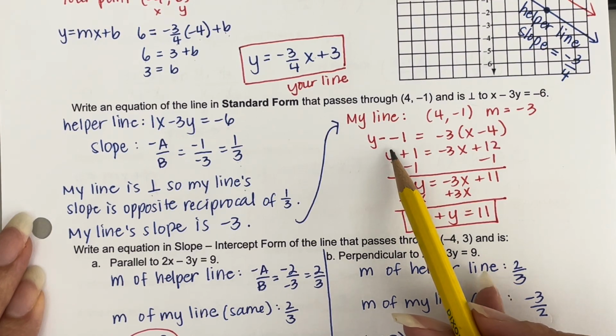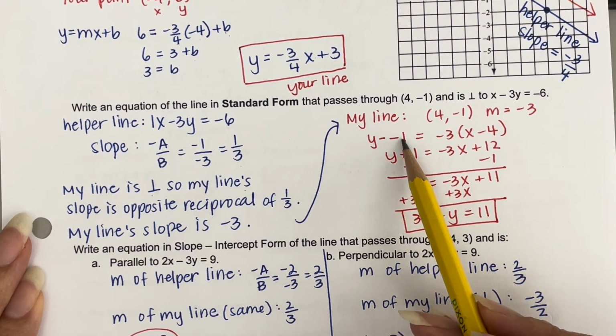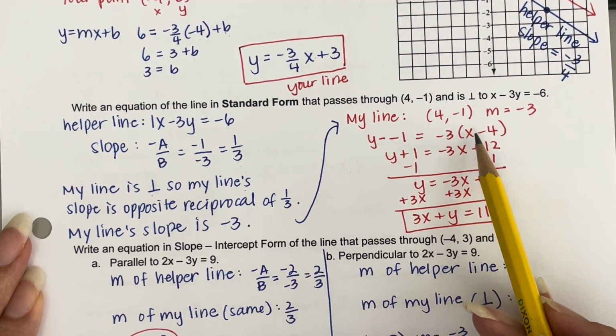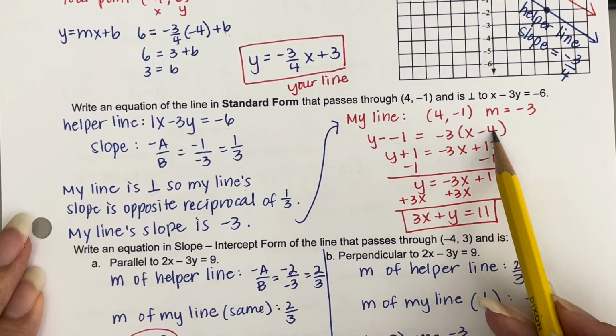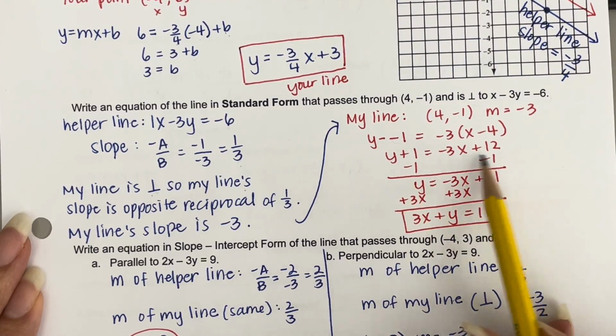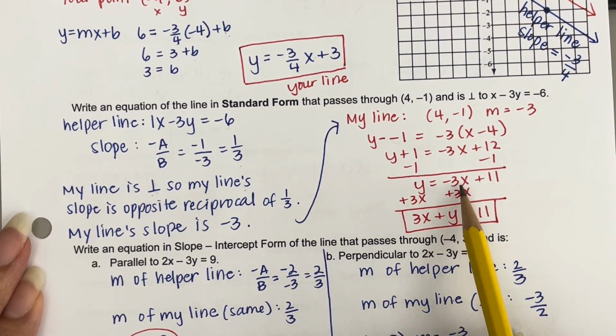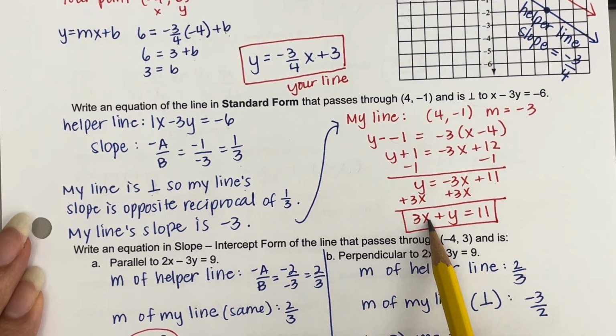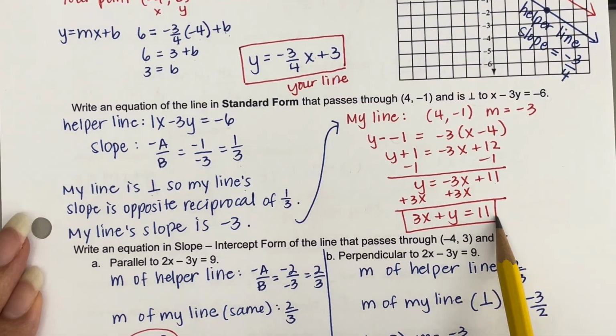You could also have used slope intercept. Y minus y1, which is that number, equals m parentheses x minus x1, which is that number. I'm just going to work on that until it looks like y equals -3x plus 11. And then I'm going to move the 3x to the left side because that's the standard form, ax plus by equals c.